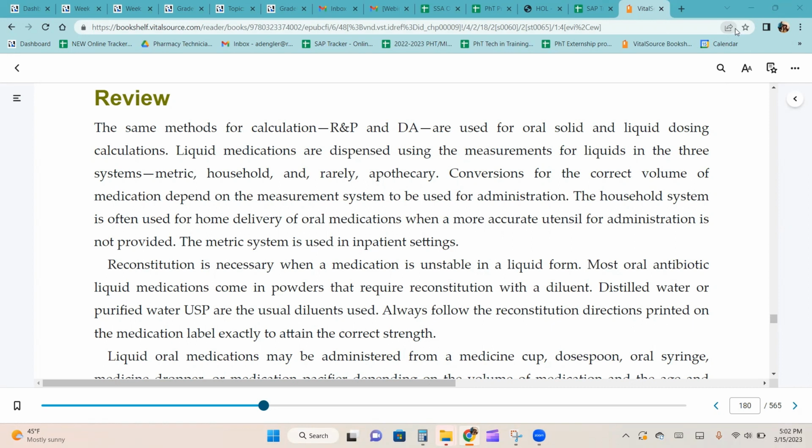Reconstitution is necessary when a medication is unstable in a liquid form. Most oral antibiotic liquid medications come in powders that require reconstitution with a diluent. Distilled water or purified water are the usual diluents used. Always follow the reconstitution directions printed on the medication label exactly to attain the correct strength.